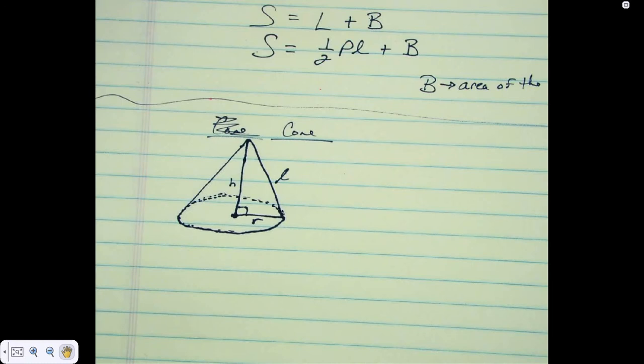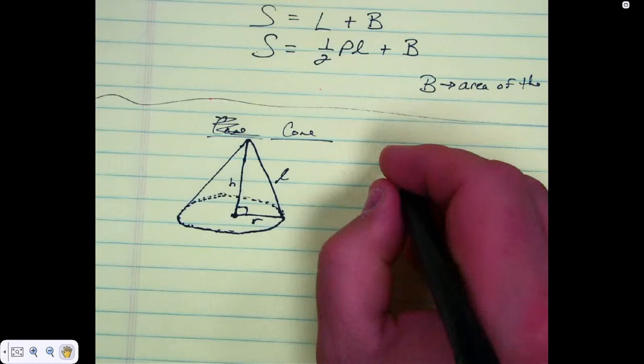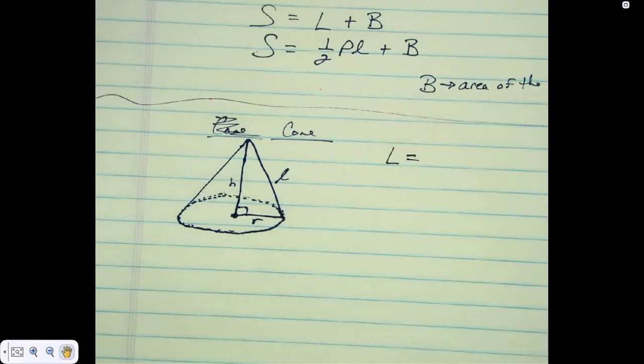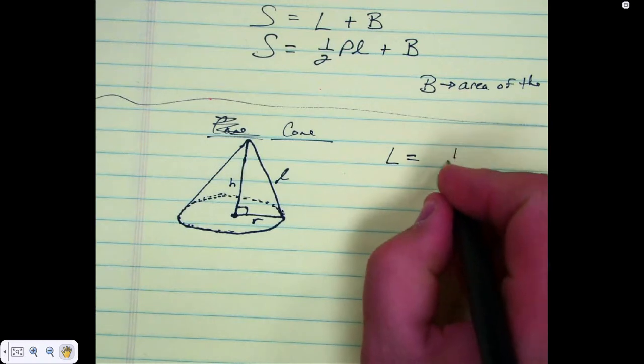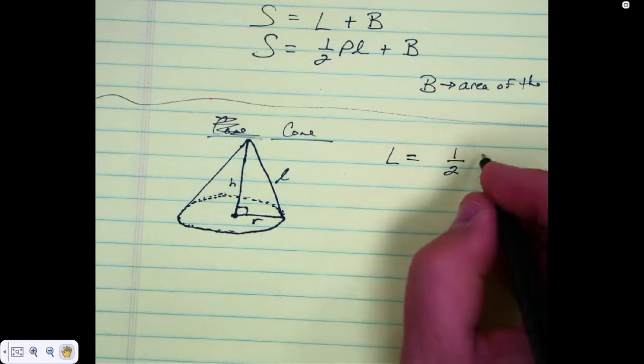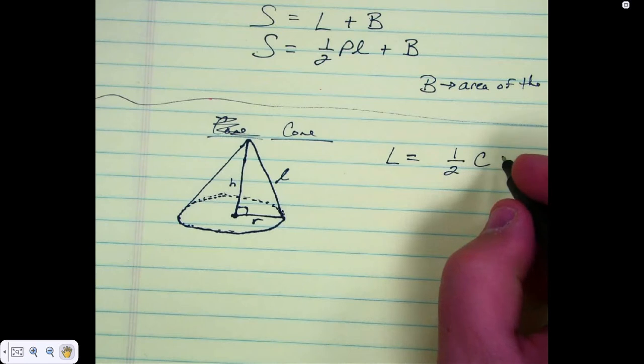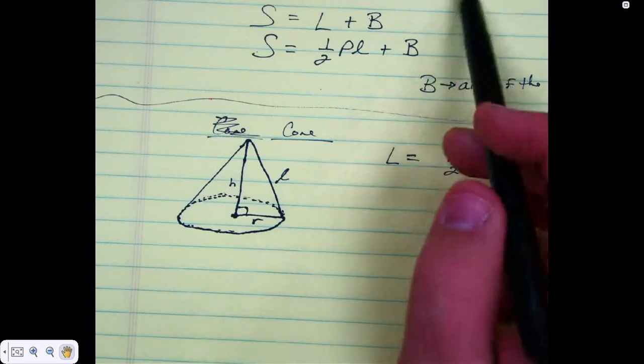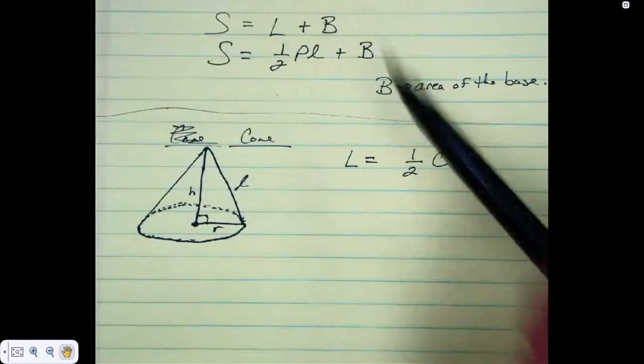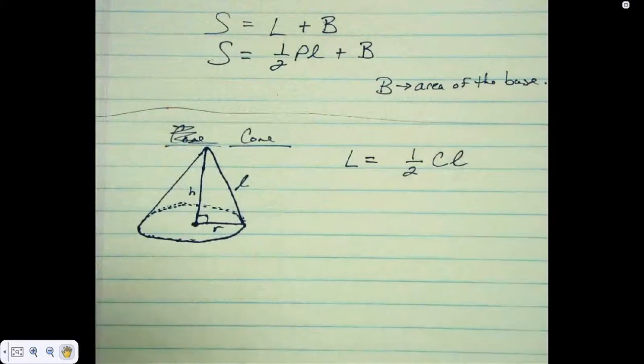What do you think? If you were to guess the formula for lateral area for a cone, what would you say? Circumference times height. No, it would be 1/2 what? Circumference times what? Height. Or L. In a pyramid, we used what? Slant height. What do you think we're going to use here? Slant height.